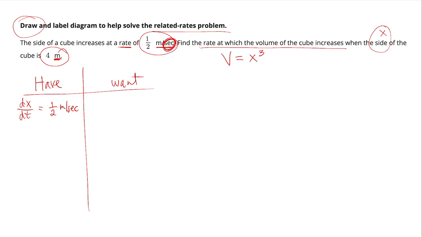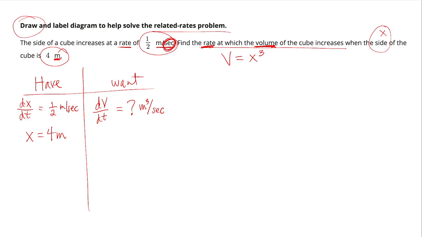And then another thing I'm given is a side length of 4 meters. So I can say x is equal to 4 meters. Now what do I want? I'm trying to find the rate at which the volume increases. So I want dV/dt, the rate at which the volume is changing. Okay, and the units on that would end up being meters cubed per second, because the unit on volume is meters cubed.